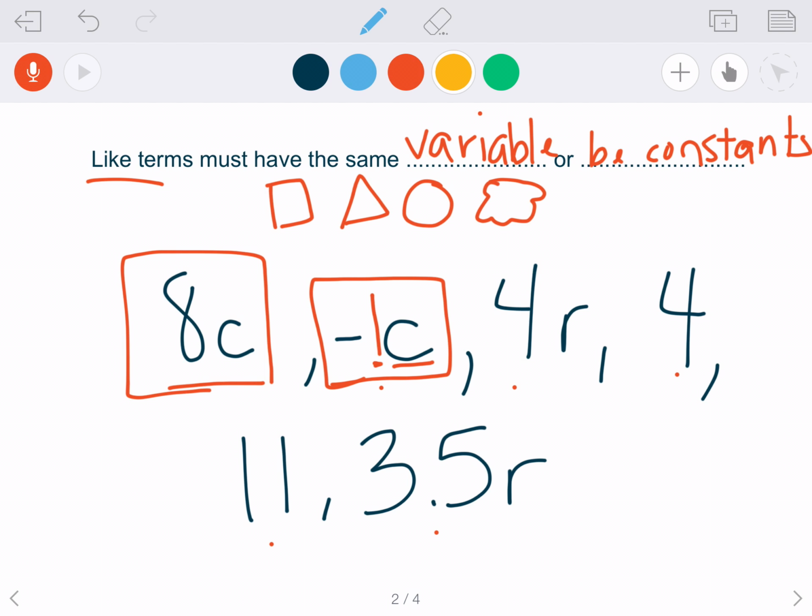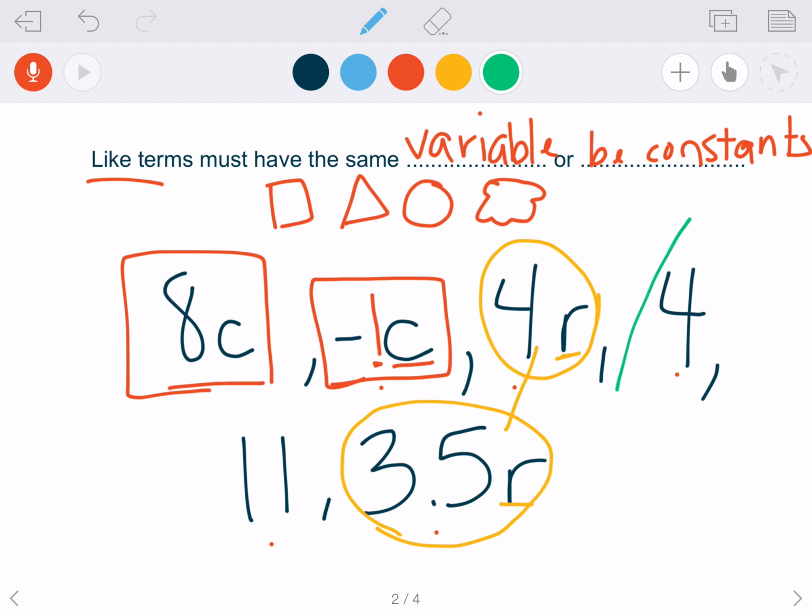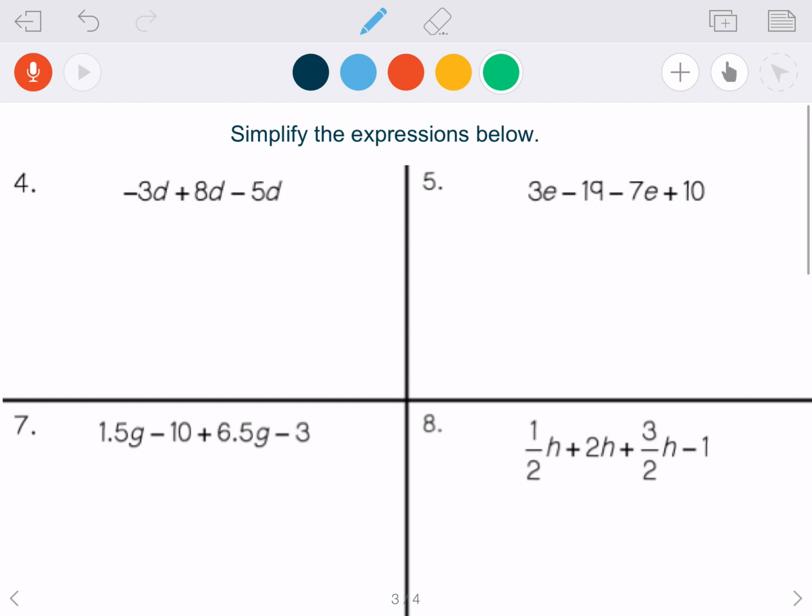All right, let's look at the next set. And I don't see any more c's. But here I see an r. So I'm going to circle this for r. And I'm going to look and see if I have any other terms that have an r as the variable. And I do. I have 3.5r. Those are like terms. They have the same variable. And lastly, I have just a number by itself here, 4 and 11. And these are both constants, and those are both like terms.